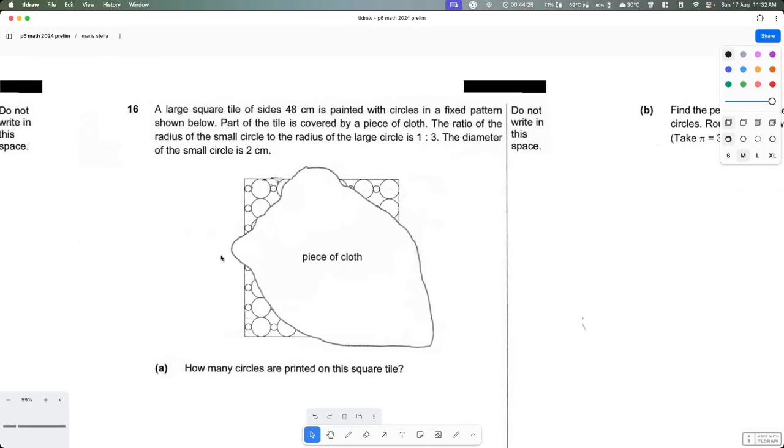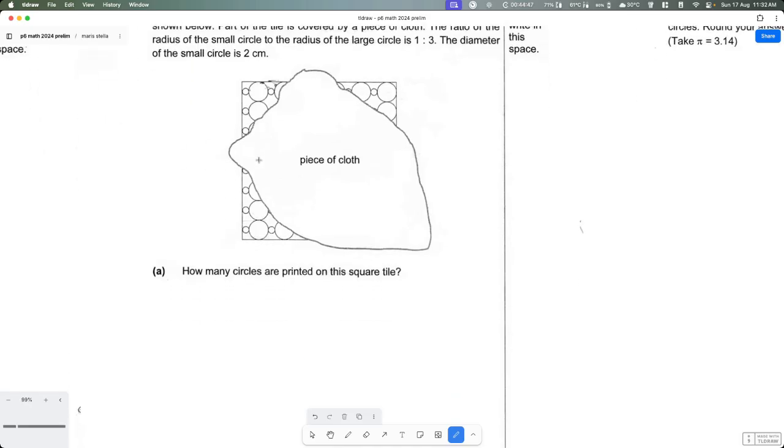Question number 16. A large square tile of size 48 centimeters is painted with circles in a fixed pattern shown below. Part of the tile is covered by a piece of cloth. The ratio of the radius of a small circle to the large circle is 1:3. The diameter of the small circle is 2 centimeters. How many circles are printed on this square tile?